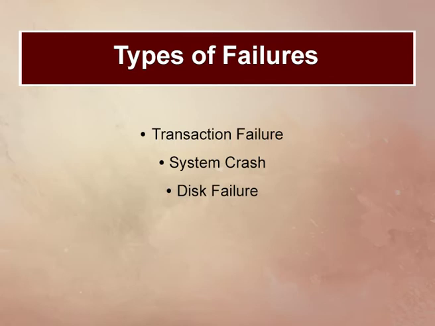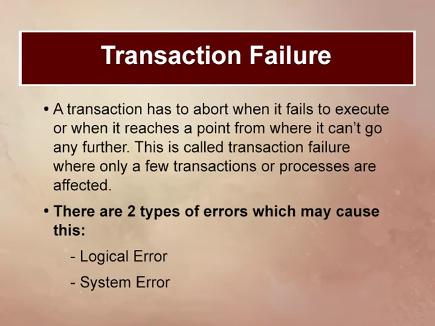So, let us see the transaction failure. A transaction has to abort when it fails to execute or when it reaches a point from where it can't go any further. This kind of failure is called a transaction failure. A transaction is happening, and in between, due to some error, maybe a logical error or maybe a system error, it aborted. So, this kind of failure is called transaction failure. The complete transaction has not been successful. It stopped midway and it is aborted from the operation.